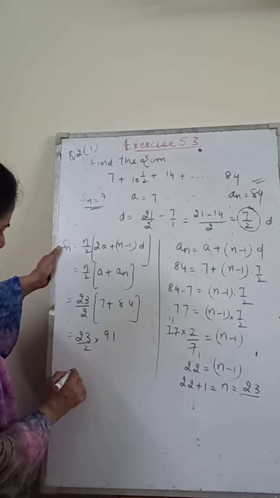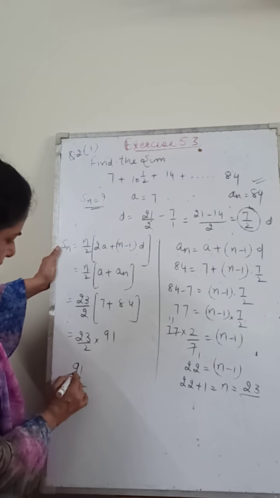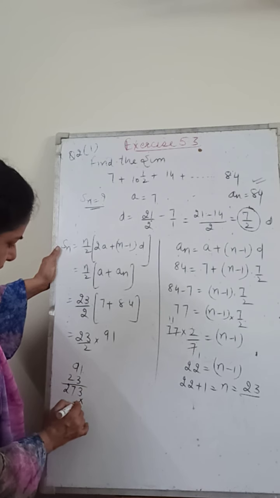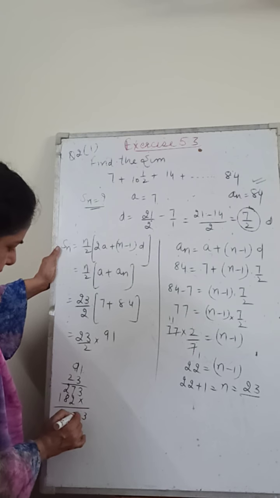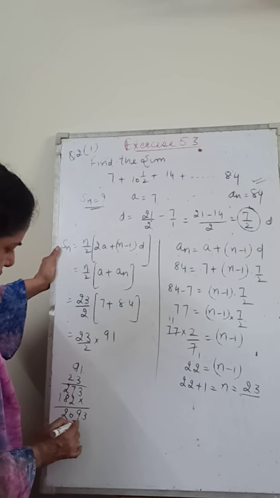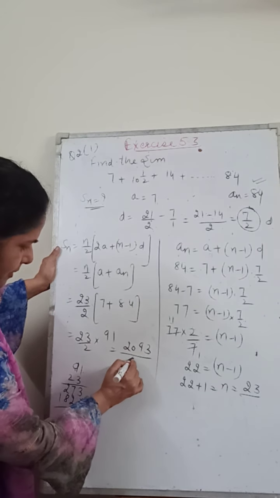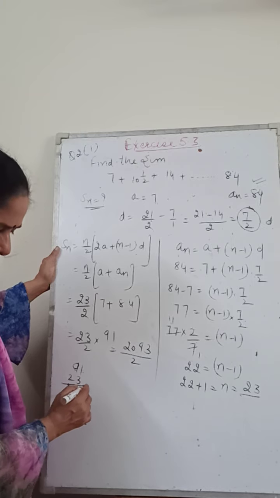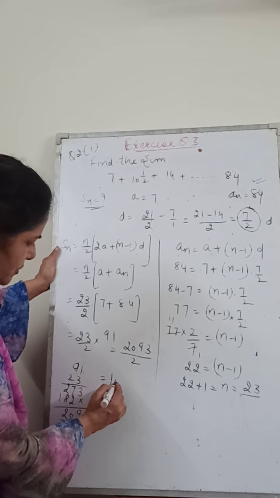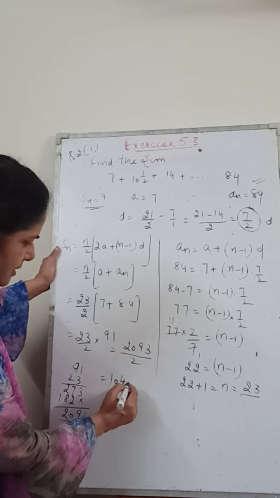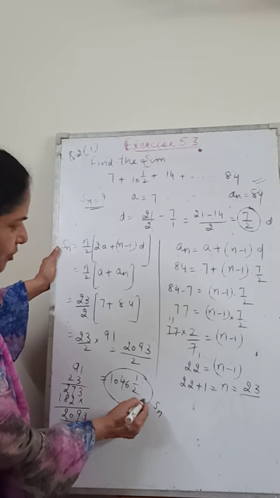Now you will multiply 91 by 23. What will you get? 3 nines are 27, 2 nines are 18, so it comes to 2093 upon 2. You can write it in mixed fraction form also. 2 tens are 20, 2 fours are 8, 2 sixes are 12, so 1046 and 1 by 2. This is the value of Sn.